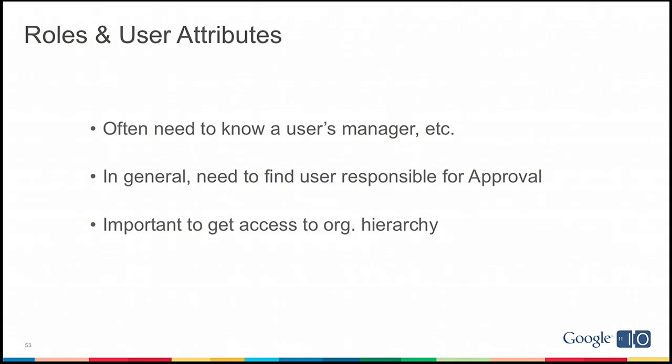You typically do need to know a user's manager. You need to know who fills the PR role, who fills the marketing role, who fills the legal role. We need to be able to find the users responsible for the approval. And we don't want to hard code these things into a script that has to be updated every time there's an org change. We'd go crazy. So it is very important that a script be able to get access to an organization hierarchy.